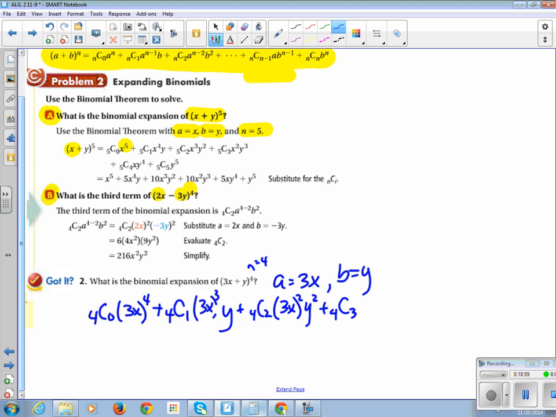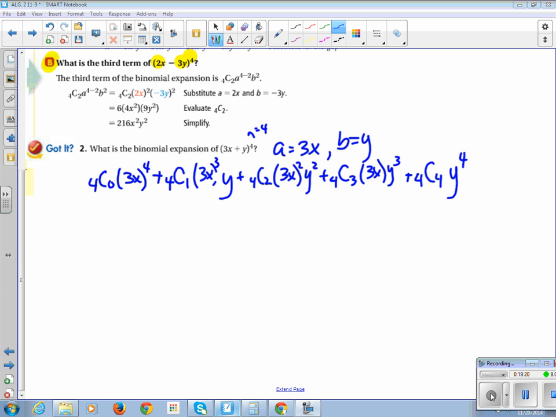4 choose 3, 3x to the 1 power, y to the 3rd. 4 choose 4, 3x to the 0, y to the 4th.